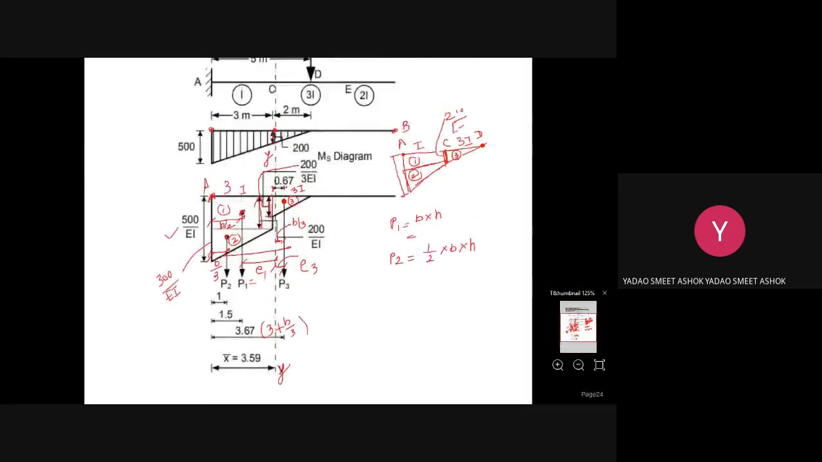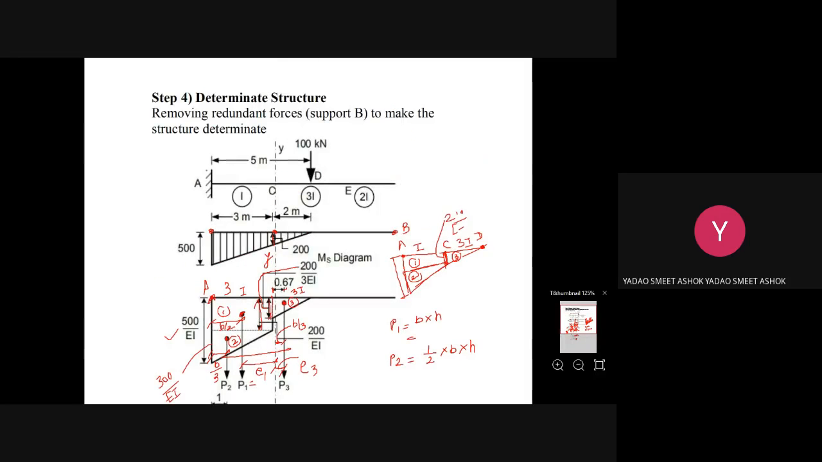You can see this is the Ms diagram we have plotted here. After making the structure determinate, we plotted this Ms diagram. This is point B. After the indeterminate structure, this support we have removed, and we got the determinate structure, and then plotted the Ms diagram. Ms diagram is nothing but the simple bending moment diagram.